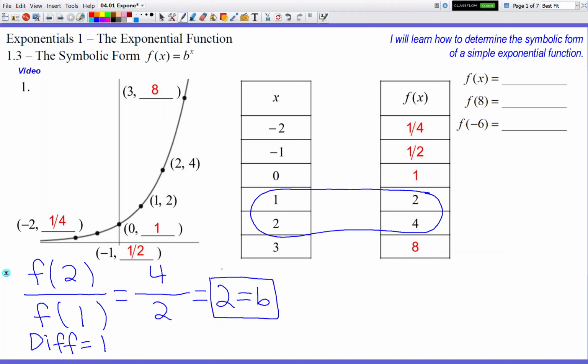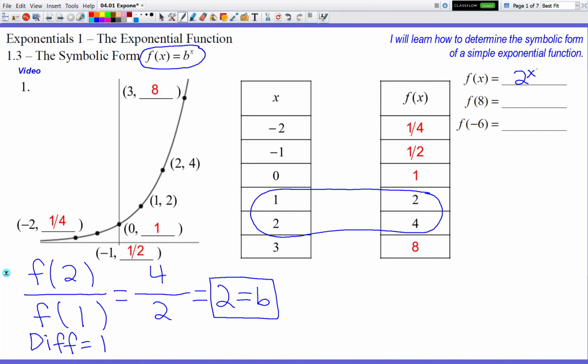Okay, so how do I use this information? Well, I'm going to use this to make my equation that's going to look just like what this section is called, right? Symbolic form, f of x equals b to the x power. So I'm going to grab the b that I just found, which is a 2. I'm going to put it on that line. I'm going to put a power of x, and I just made the equation, 2 to the x power.